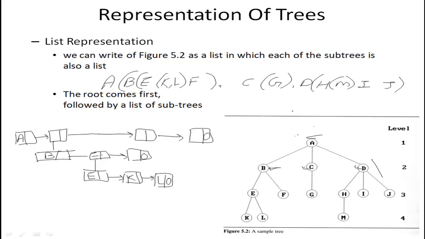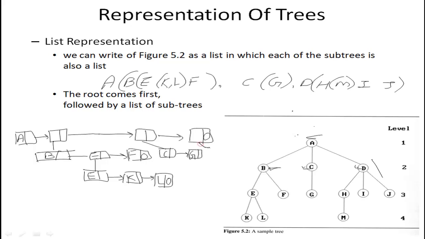Now this B has two children. The first is E, which is done. The second is not a tree, but just a leaf node, so I will just write F over here. Similar thing we'll do with the next child of A, which is C. I will just draw a node for C. C has how many children? It has one child. If it is a tree, I will go further and draw another list, but it is a leaf node, so I will write it here itself as G.